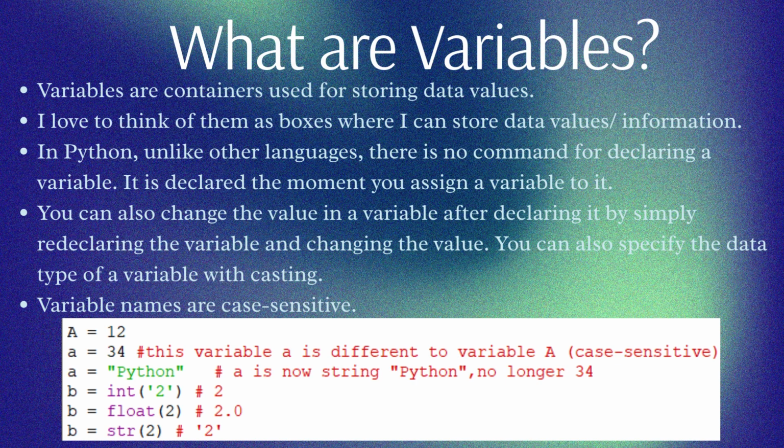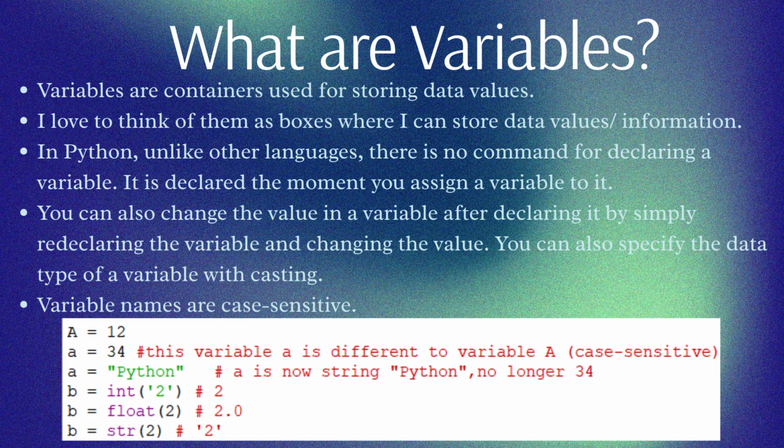In Python, unlike other languages, there's actually no command for declaring a variable. For example, in JavaScript, you had to use a var command to declare that this is a variable. But in Python, you don't have to do that. A variable is declared the moment that you assign a data value to it.